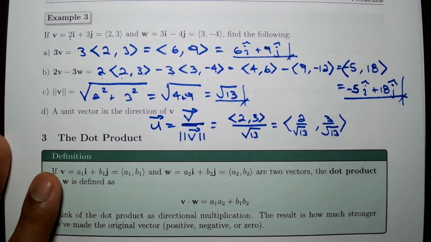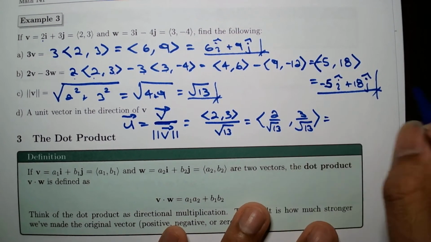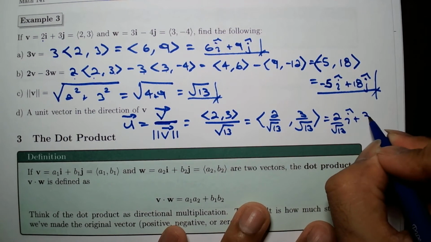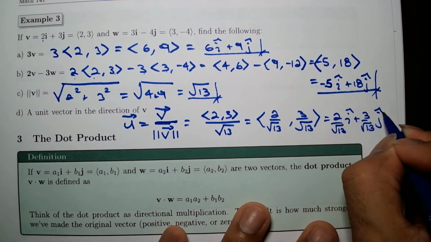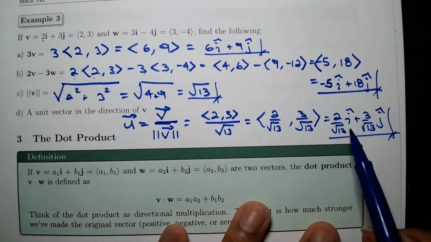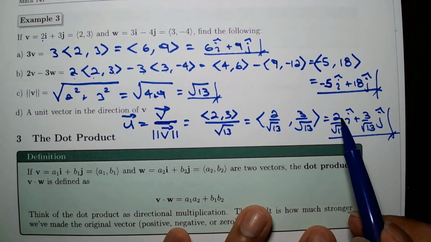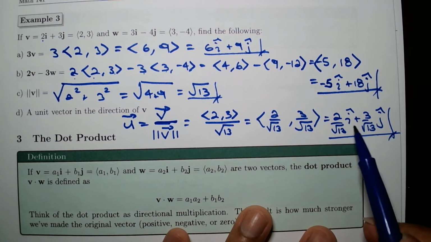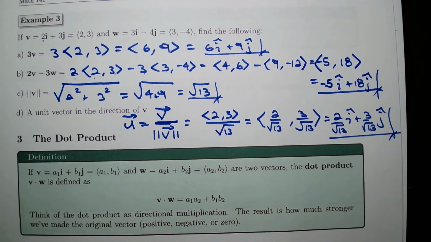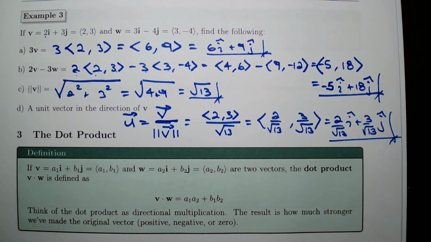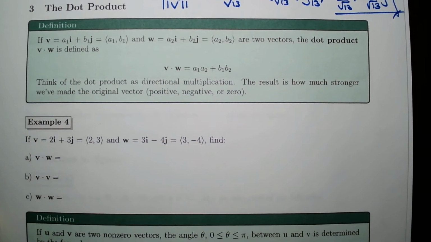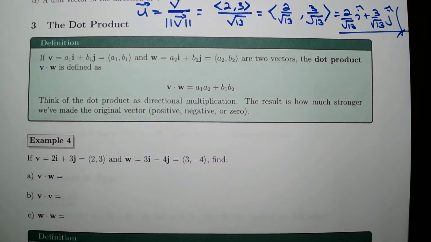And then we can change this to i's and j's. So 2 over root of 13 i plus 3 over root of 13 j. Final answer. Actually, if you find the magnitude of this vector, that is 2 over root of 13 squared plus 3 over root of 13 squared, you should get 1 as the magnitude. So as you can see, this is really easy arithmetic operations, adding, subtracting, multiplying. But really, what the operations mean, that's what matters.